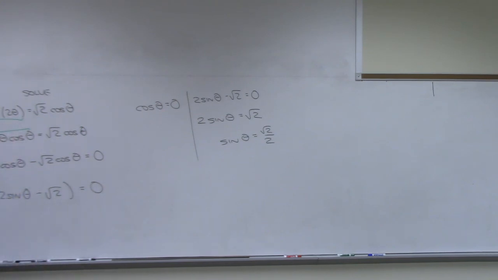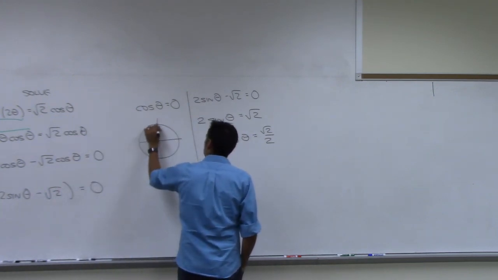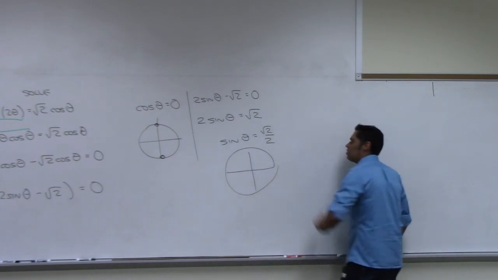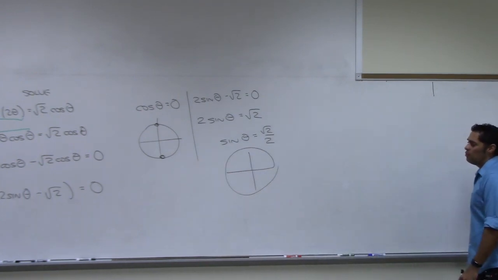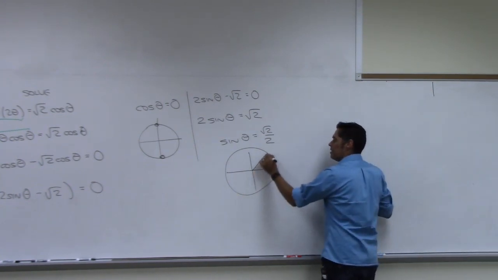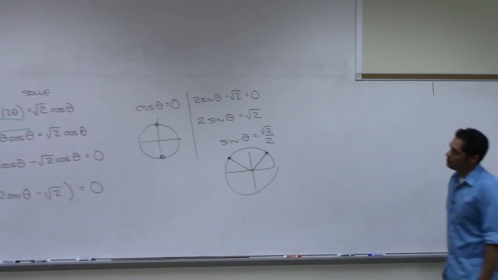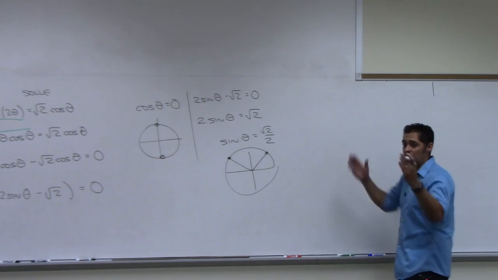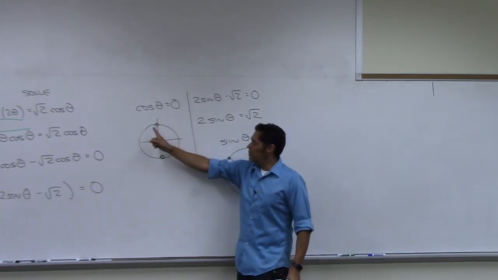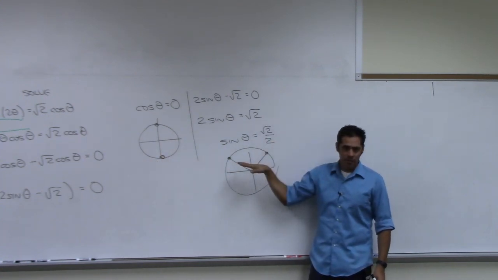All right. This is saying, where on the unit circle is the x-coordinate 0? It's here and here. This is saying, where on the unit circle is your y-coordinate root 2 over 2? And that happens here, pi over 4 and 3 pi over 4. So if I just want the answers between 0 and 2 pi, the answers would be pi over 2, 3 pi over 2, pi over 4, and 3 pi over 4.